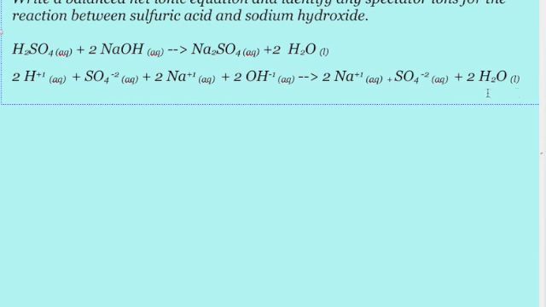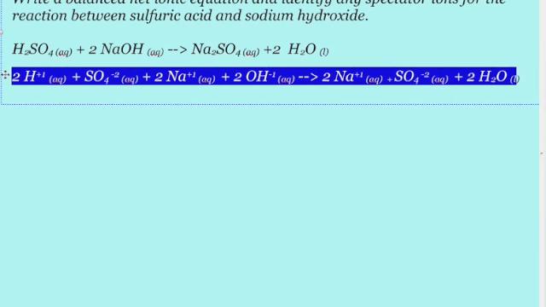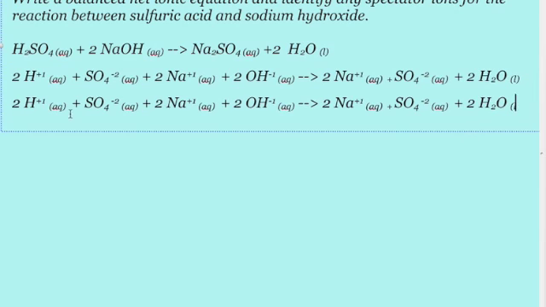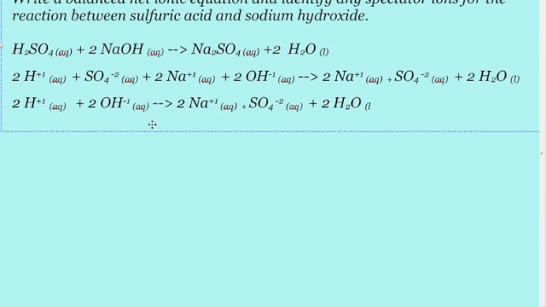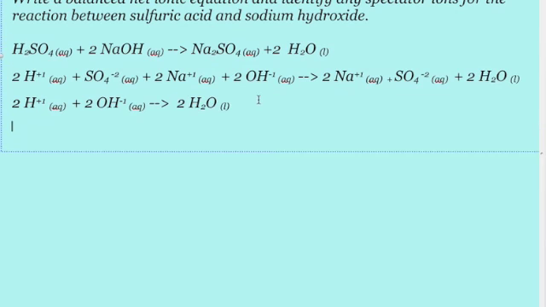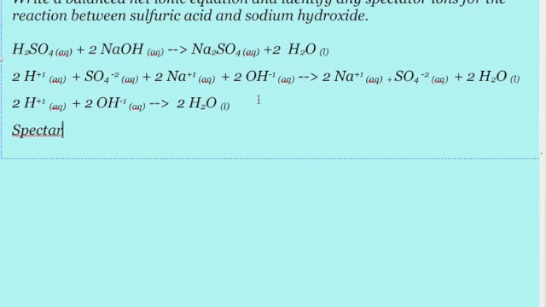Alright, so you're all done. And then what you would do for your net ionic is you cross out anything that's exactly the same. So what that looks like down here is your sulfate goes, your sodium goes, and you should have 2 hydrogen ions plus 2 hydroxide ions gives you 2 waters. And then spectators would be your sodium and sulfate ions.